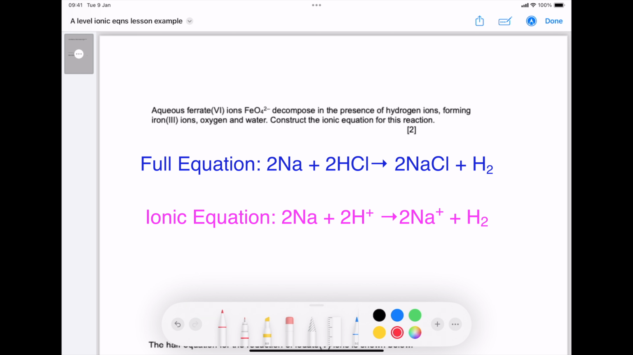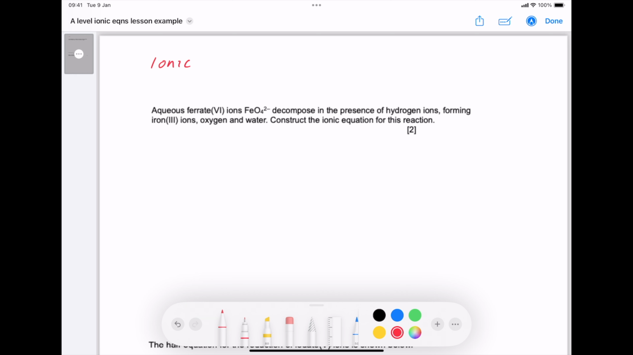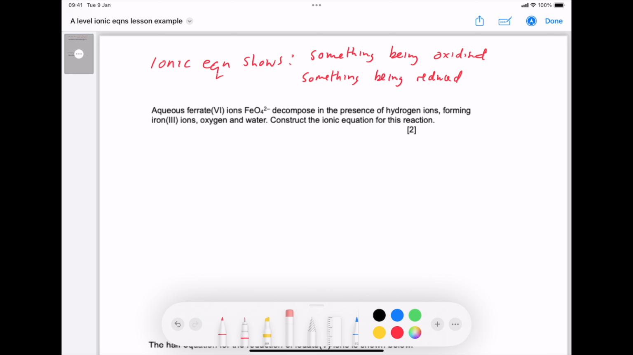And there will be charged species on the left as well as on the right. What makes them difficult sometimes is not only do you have to make sure the atoms are balanced on the left and the right, but the charges have to balance as well. An ionic equation shows something being oxidized and something being reduced.